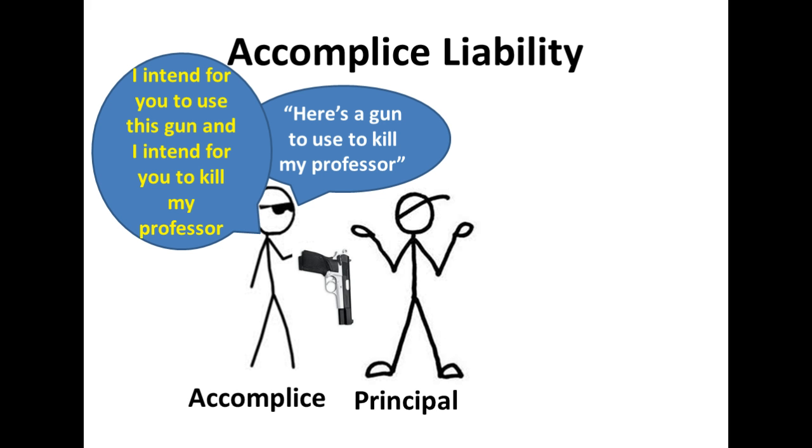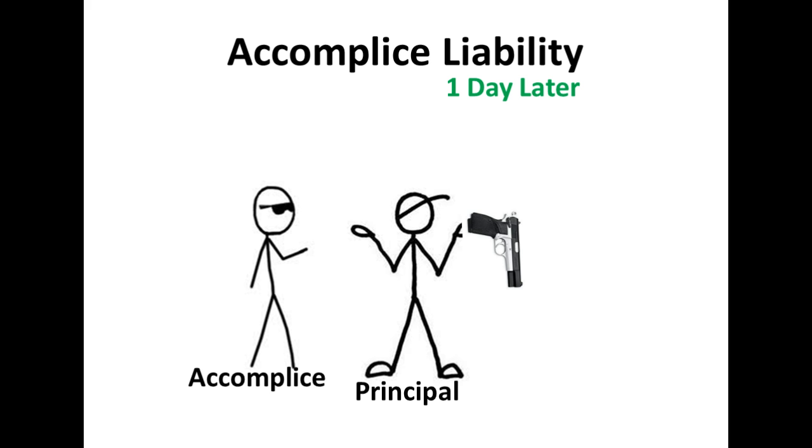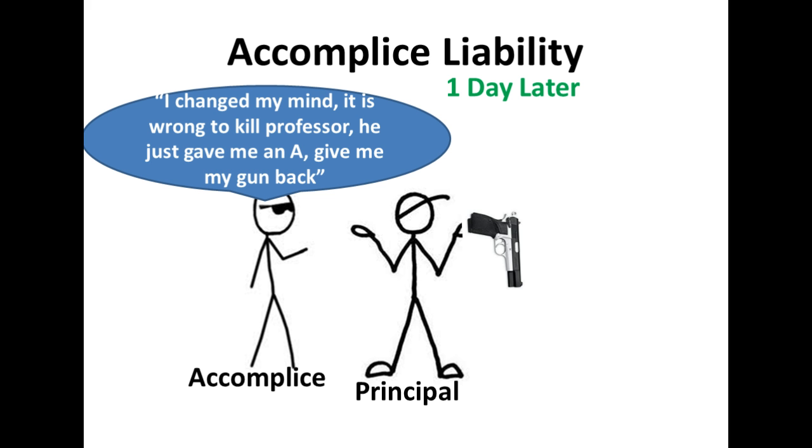So again here, I intend for you to use this gun, I intend for you to kill my professor. He said, here's a gun to use to kill my professor. One day later, the accomplice shows back up before the principal has done anything with the gun and says, I've changed my mind, it is wrong to kill the professor.